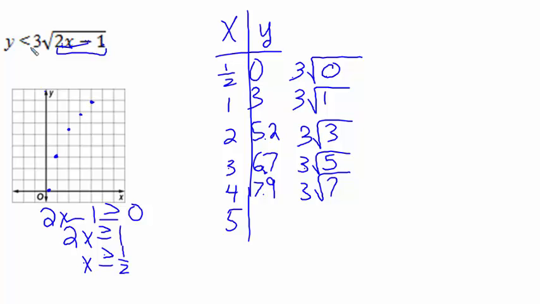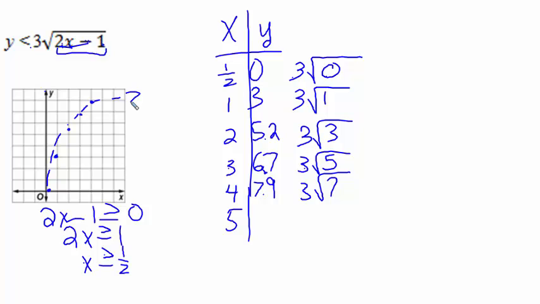This is an inequality, so we don't want a solid line here. We want a dashed line. It'll go forever to the right. It gets a little flatter as it goes, as you can already tell with the points we have plotted. And then we have to shade either inside or outside that curve.